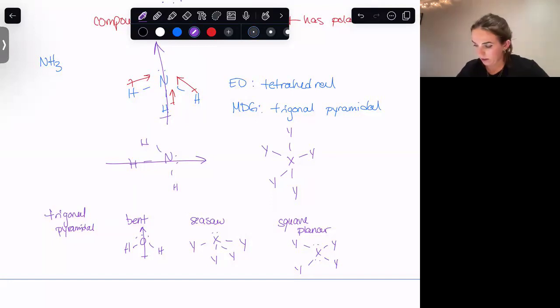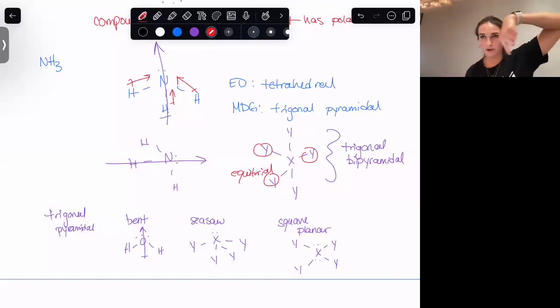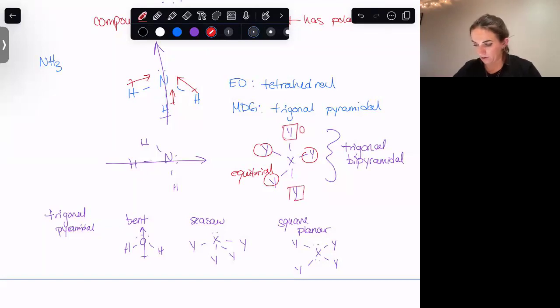So in this one here, for the trigonal bipyramidal, these ones are equatorial, right? Because they're going around the equator. And then these ones are axial. And then same thing for square planar, all of these are equatorial.